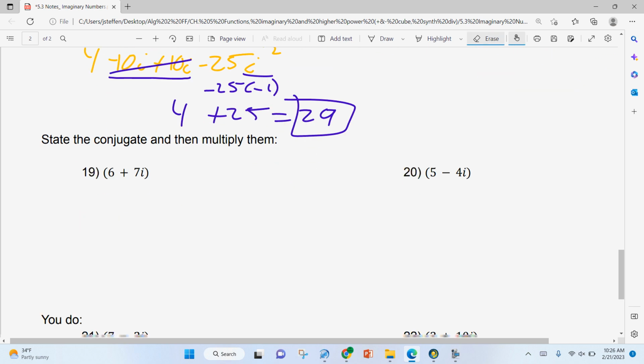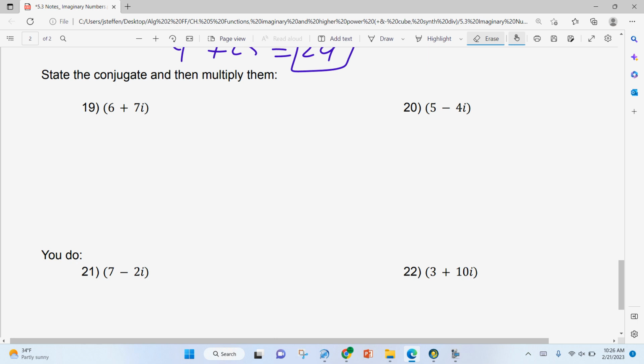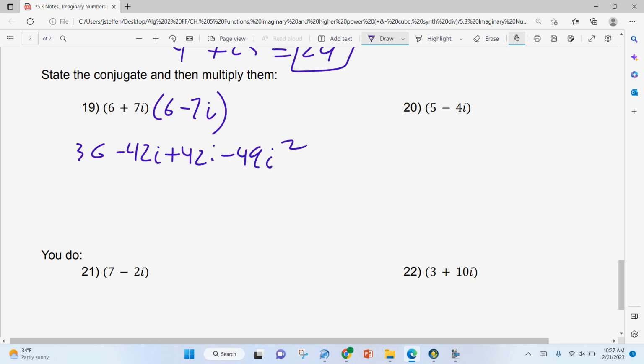But you'll eventually need to, if I give you a binomial, be able to list the conjugate. So for 6 plus 7i, the conjugate is 6 minus 7i. And then I want you to multiply those together. 6 times 6 is 36, 6 times negative 7i is negative 42i, then negative 7i times positive 6 is 42i, and 7i times negative 7i gives negative 49i squared.